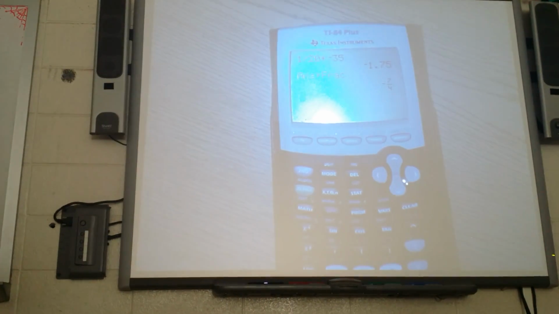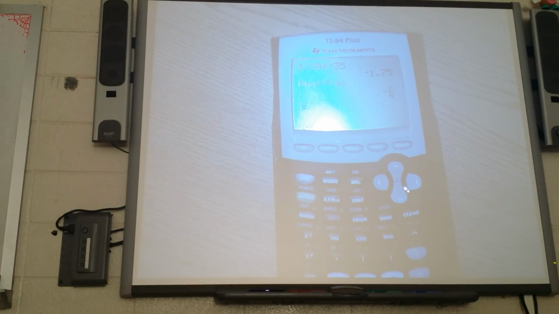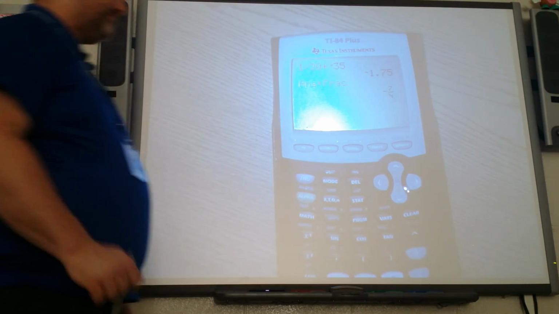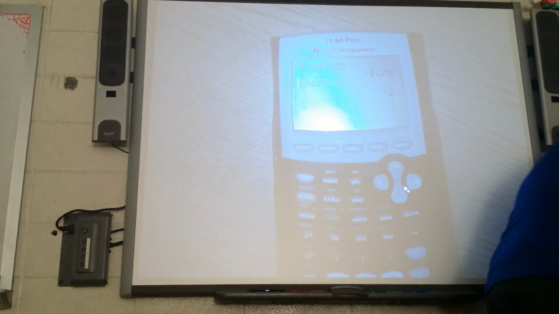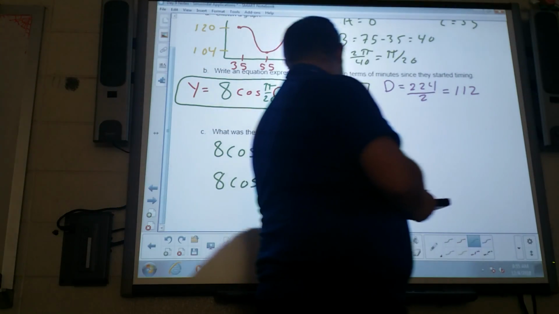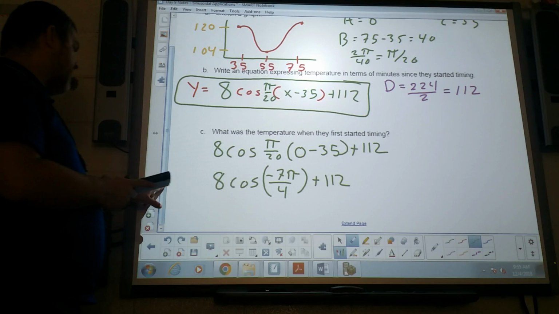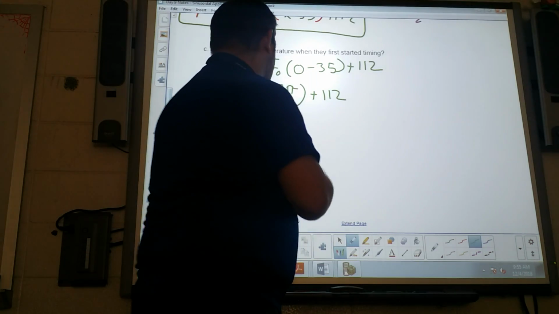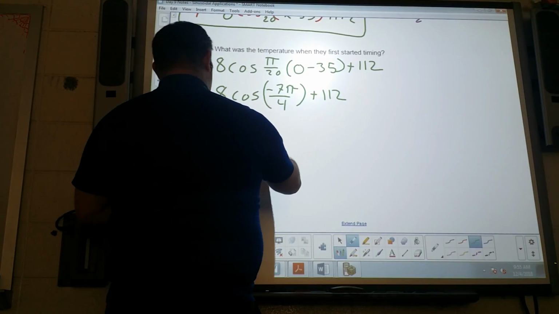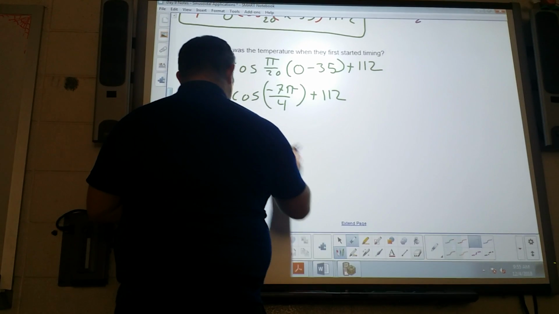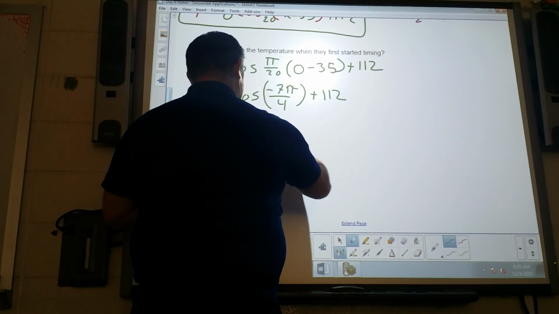So we do the pi over 20 times negative 35. Turn that answer back into a fraction. Evan, what do you believe the answer is? I got 0.66, but I'm good with that. So did I. Yeah, it's 0.66.